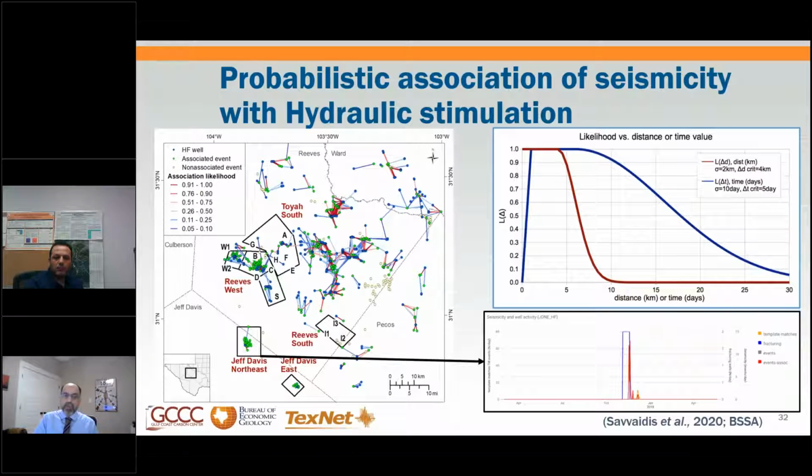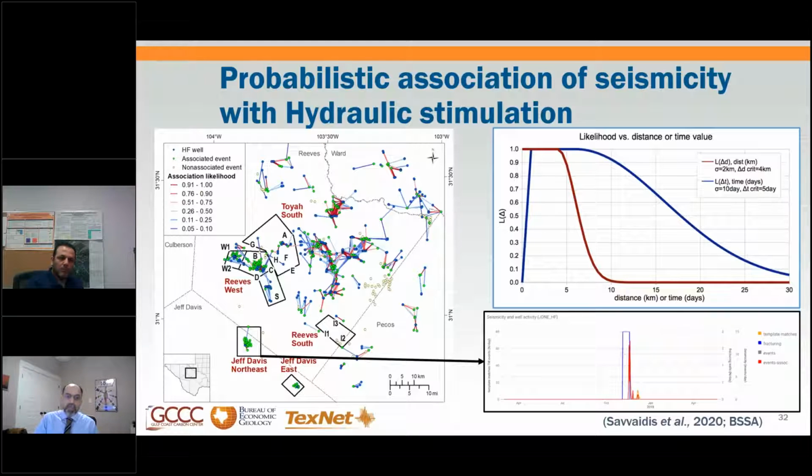Now, we use this model. We actually run a lot of simulations in order to identify, first of all, the best values for these parameters, the distance and time. After we identify those values, we run the model again in order to identify where we see clustering of seismicity and the distance from lateral wells. On the left-hand side of the map, you can see all the cases where we connect the hydraulic fracturing well, which is the blue dot, with the earthquakes related to each well, which are the green dots.